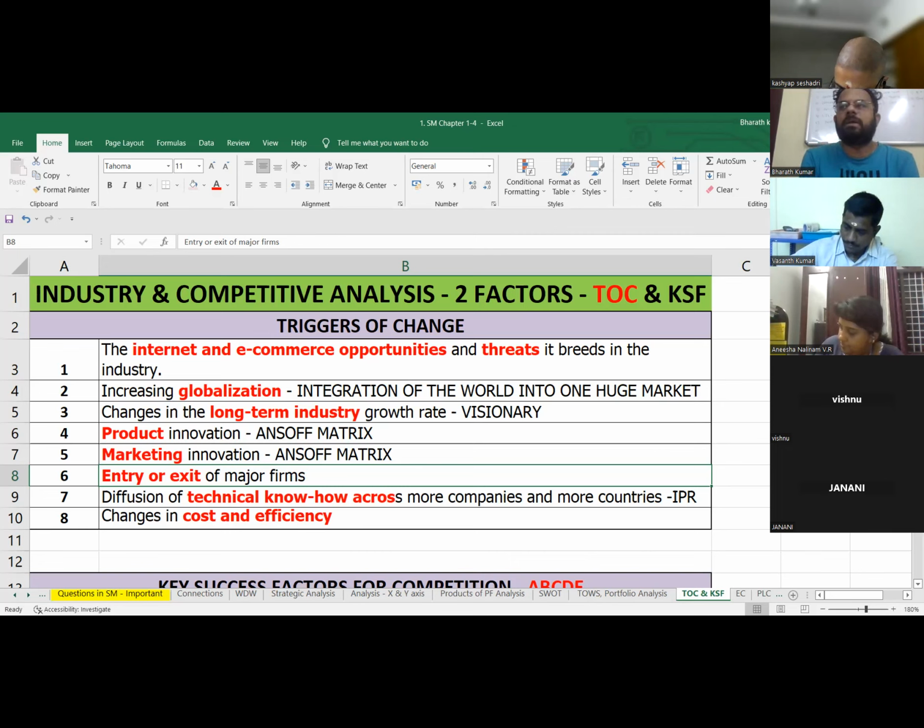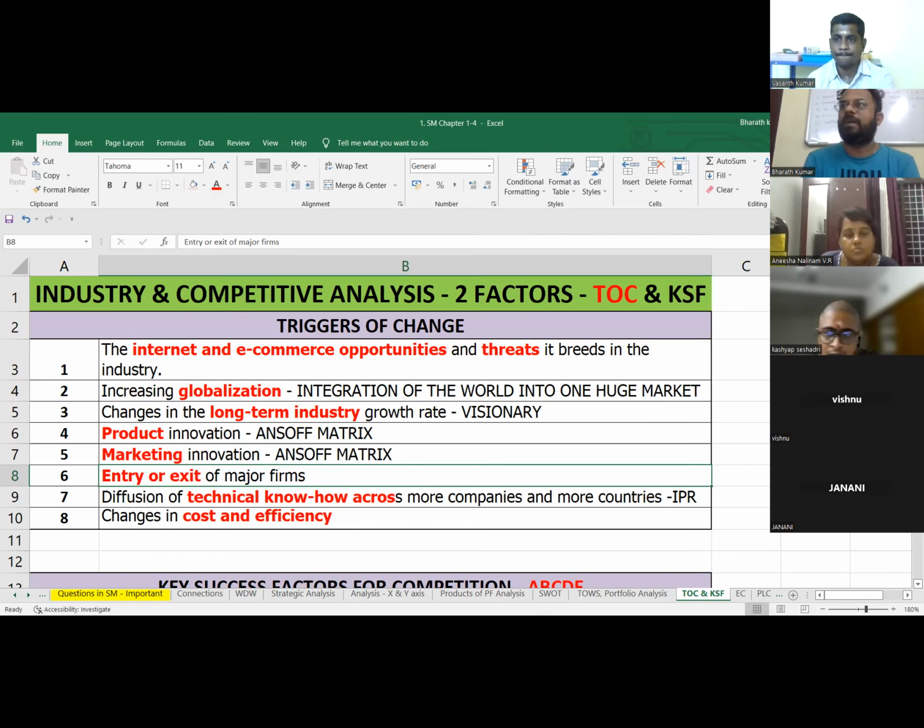Entry or exit of major firms. Don't you think it will create a big impact in the market? Yes. Geo entry changed the whole. NDTV exit is now a different ballgame. Correct? CNN, IBN, NDTV, The Times Now. Now NDTV itself is not there. It is acquired by Adani Group. So it will be a different one now. You cannot have the same media and broadcasting type now.